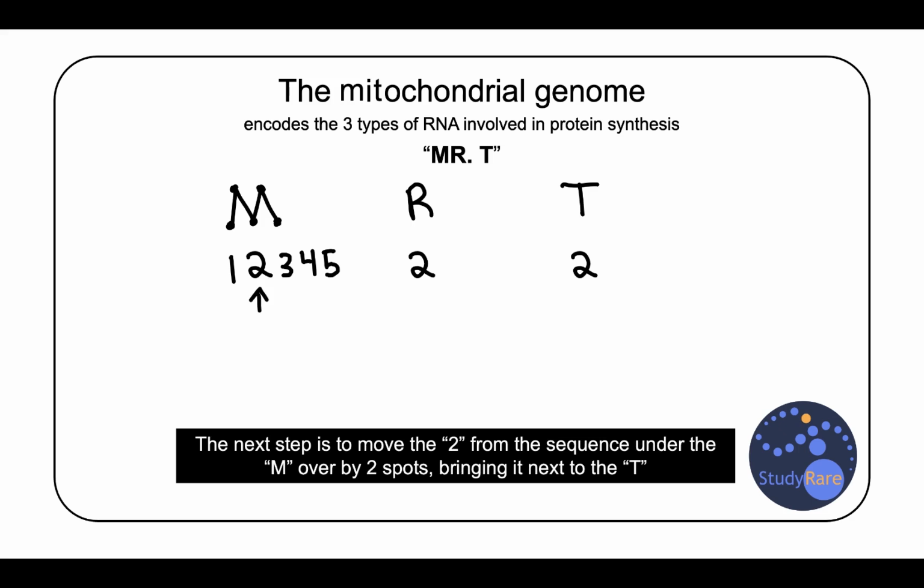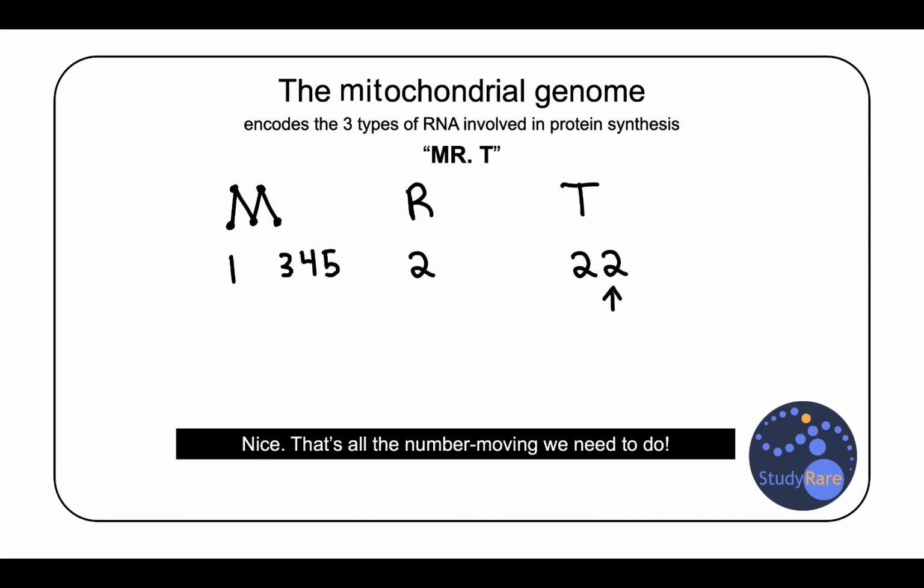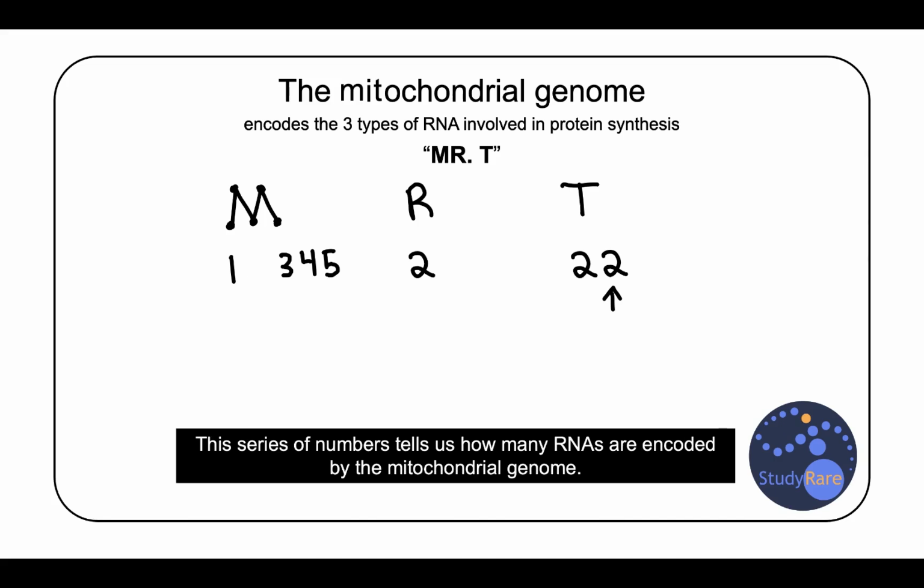The next step is to move the 2 from underneath this sequence over by 2 spots, bringing it next to the letter T. Nice. That's all the number moving we need to do for now. This series of numbers tells us how many RNAs are encoded by the mitochondrial genome. The 1 and the 3 underneath the M tells us that there are 13 genes that make mRNAs.